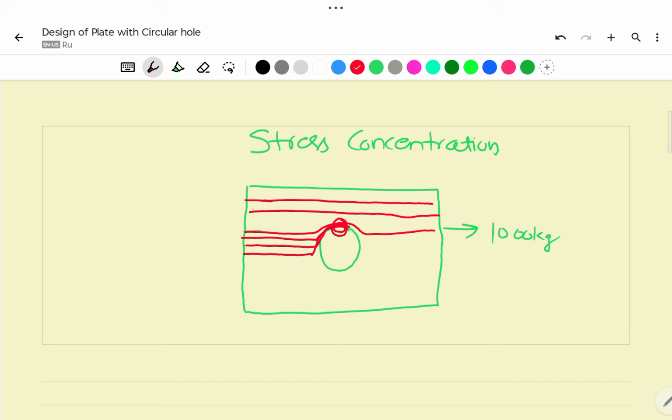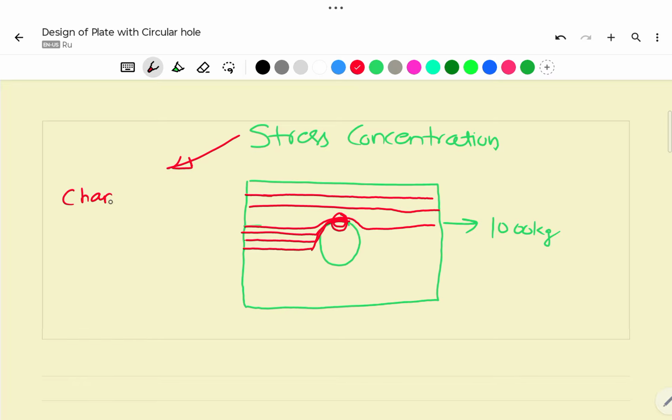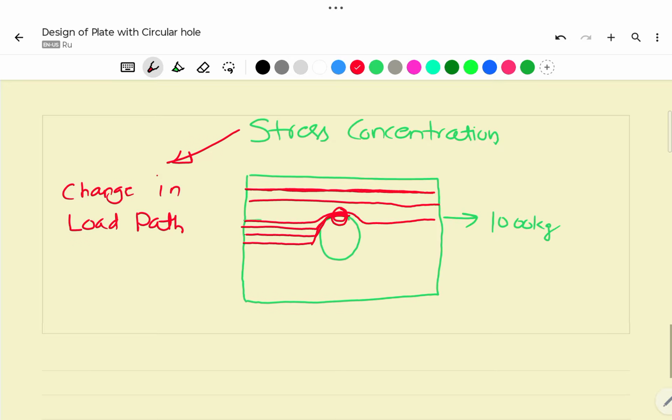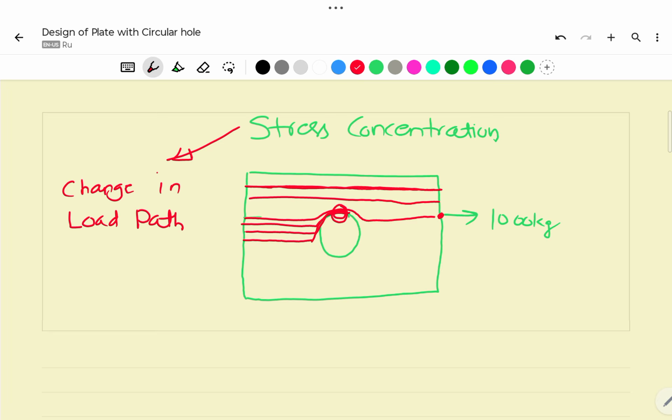So what is stress concentration? How do we come up with a change in load path? Load path is nothing but the imaginary path taken by the load from the point of application to the fixed end. Here there is no change in the load path, here no change, here no change. But here there is a change in the load path.